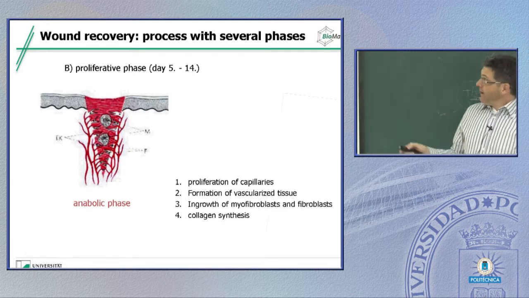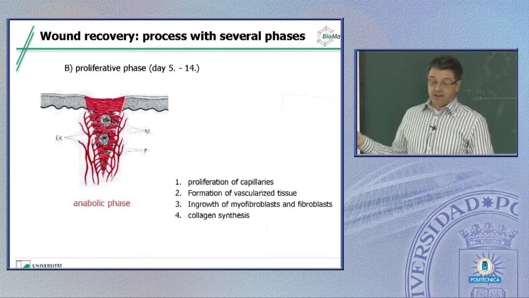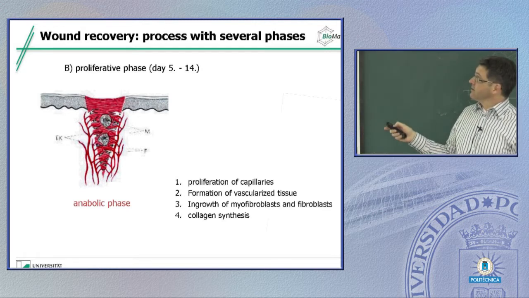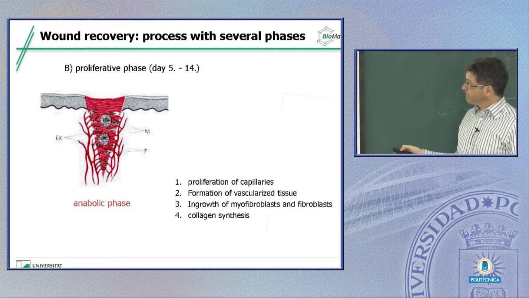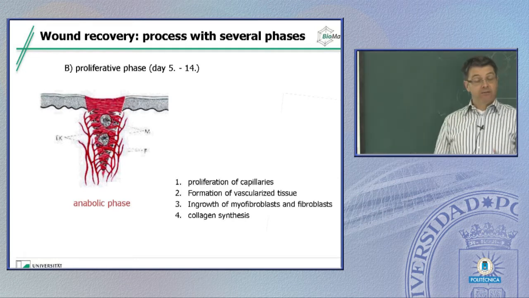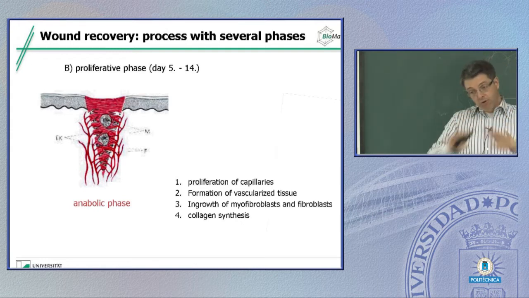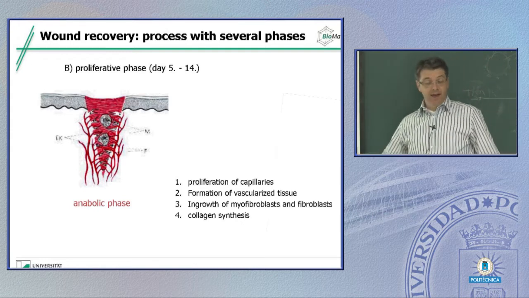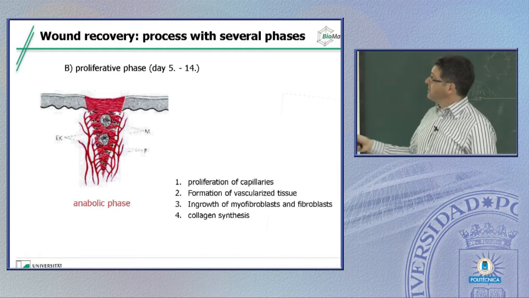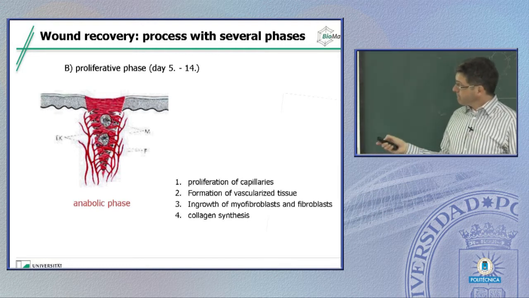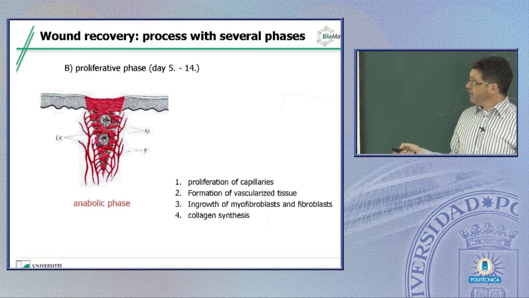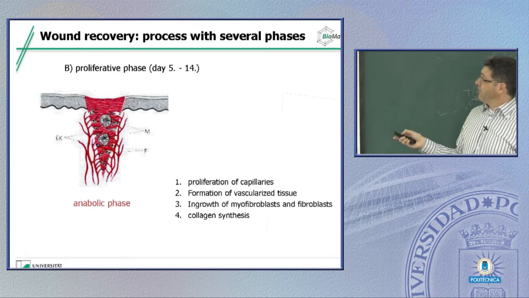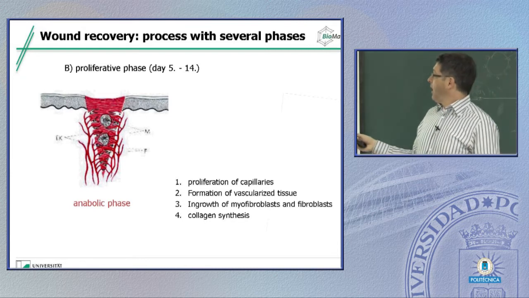Then the second phase is the so-called proliferative phase, and it starts on day 5 and goes on until day 14. So this is a real anabolic phase. Now, some stuff will be rebuilt. So after removal of the stuff for the first 4 days, after 5 days, the tissue starts to regenerate by the proliferation of capillaries, the formation of vascularized tissue.